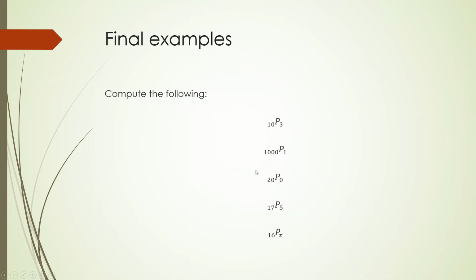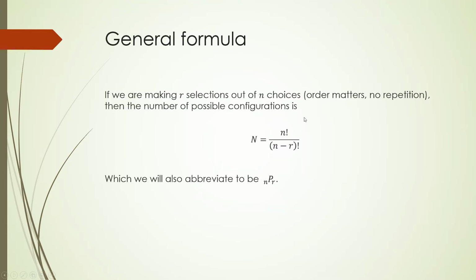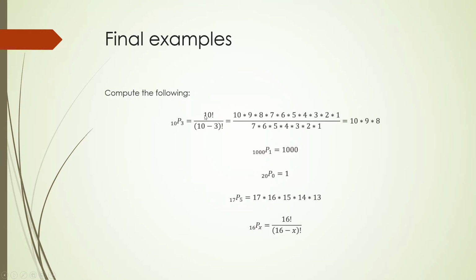And if you're not okay with that level of logic, you can also always fall back onto this formula. And that's what I've done here. You got 10 things you can pick. You're picking 3 of them. So that is 10 factorial over what is basically now 7 factorial. So I've got 10 factorial up top divided by 7 factorial down here.